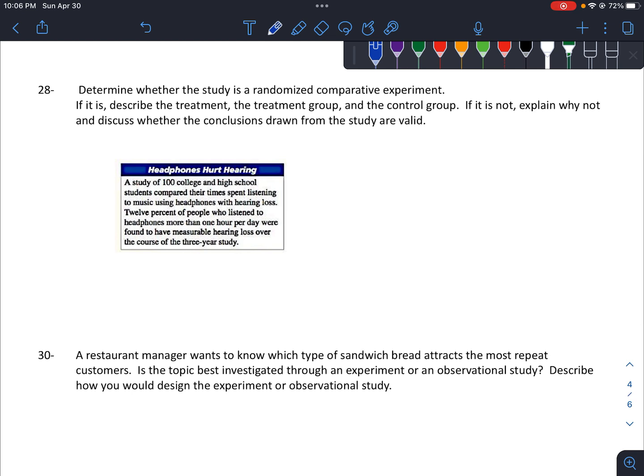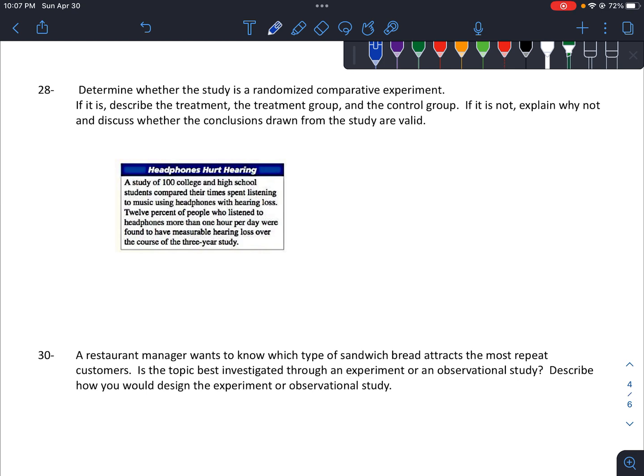All right. Let's see. Determine whether the study is a randomized comparative experiment. If it is, describe the treatment group and the control group. If it is not, explain why not, and discuss whether the conclusions drawn from the study are valid. So, a study of 100 college and high school students compared their time spent listening to music using headphones with hearing loss. 12% of people who listen to headphones more than 1 hour per day were found to have measurable hearing loss over the course of a 3-year study.